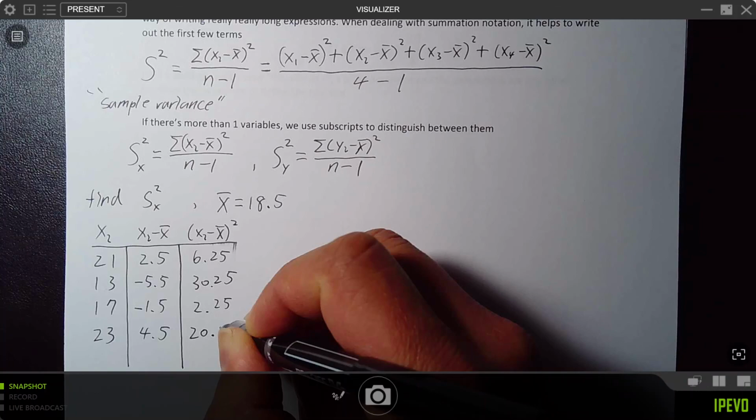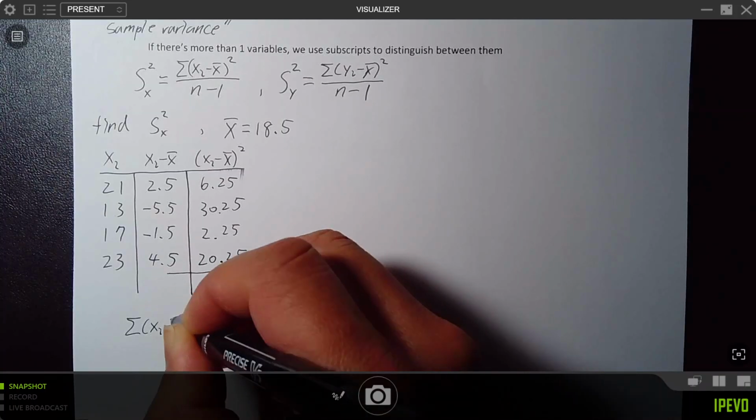If you put that in a calculator and add it all up, you should get 59. This portion is the summation of xi minus x bar squared, the numerator part. Not quite done yet. I still need to find the sample variance s squared of x. That will be 59 divided by n minus 1, so divided by 3. That's 4 minus 1, which is 3. Dividing that all together, I get 19.667.